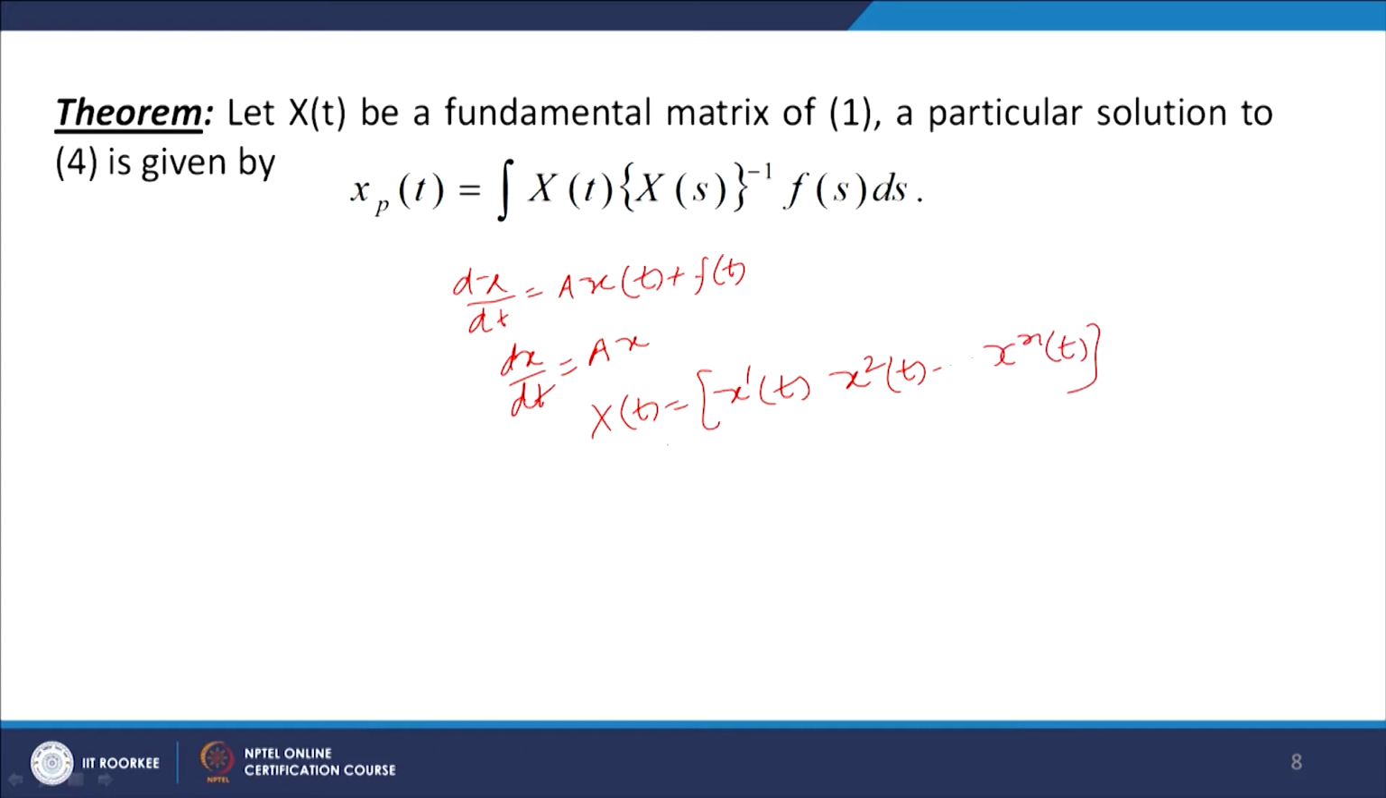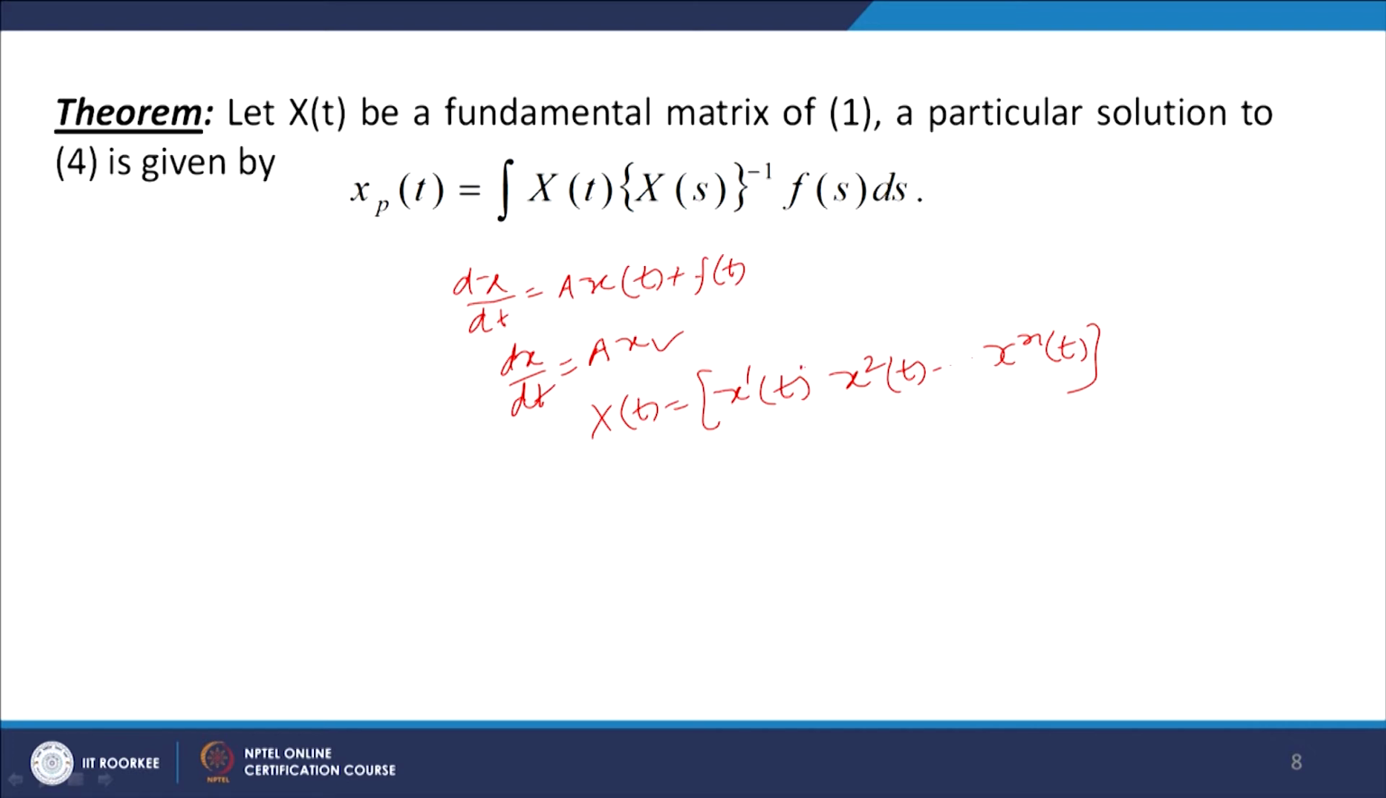So, if you have a fundamental matrix for the system dx by dt equal to Ax, then that fundamental matrix you put inside the integral. So, you have X(t), then you find the inverse of the matrix, that is X(s), s is the variable of integration here. So, the inverse of the matrix X(t) you need to find.